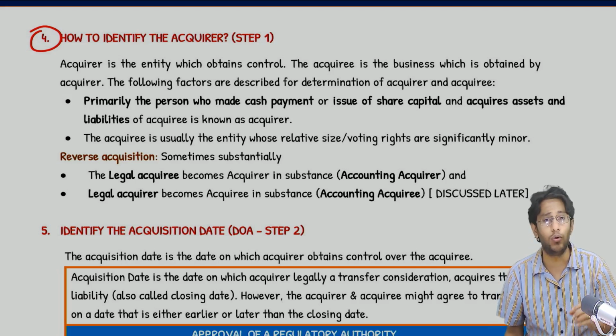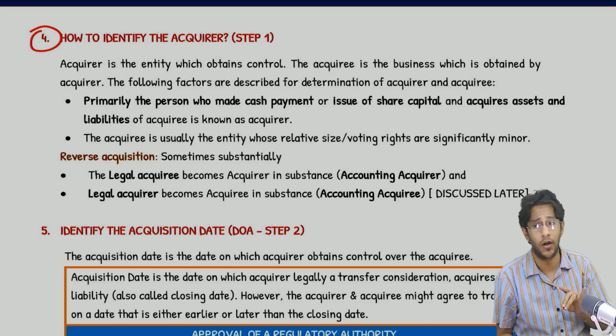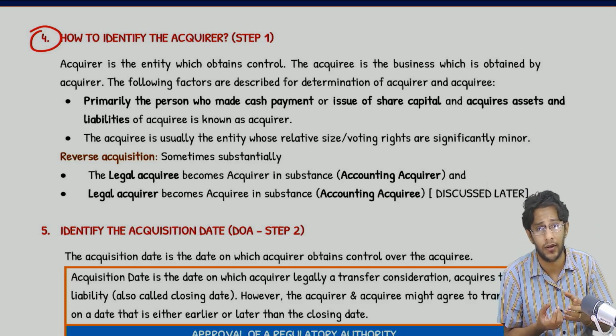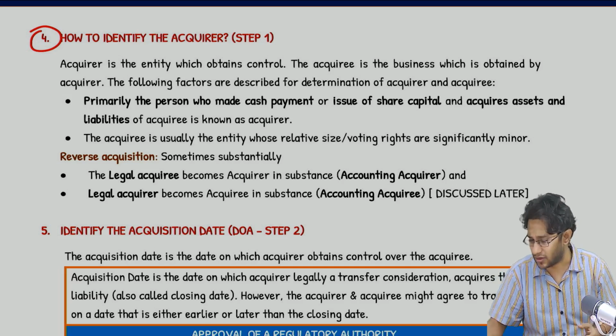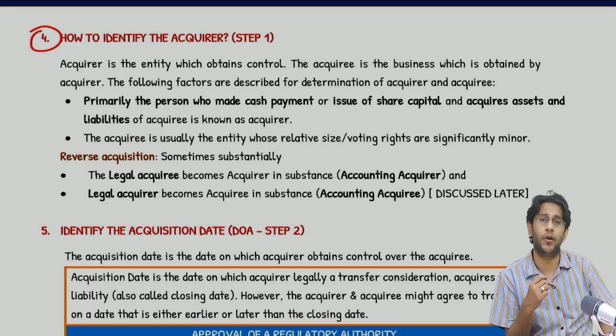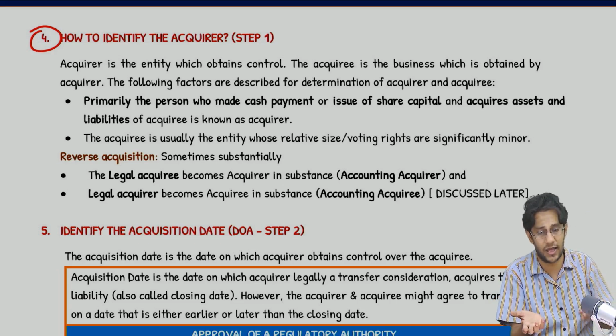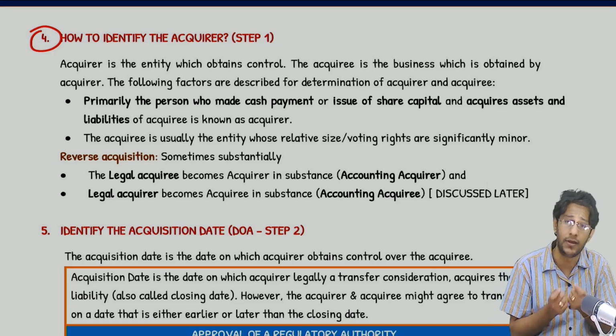What it says, whoever is obtaining control over the business of another entity, that fellow is the acquirer. Now, in a given question, how will I identify who is acquirer, who is acquiree? Most of the cases, it is pretty straightforward. It is like this. If PC is paid in the form of cash, the entity paying cash is the acquirer. The entity receiving PC is the acquiree.